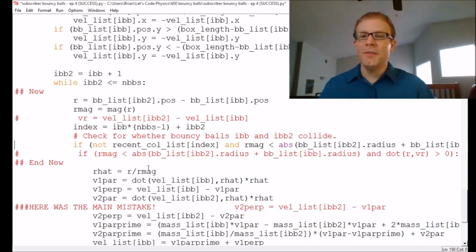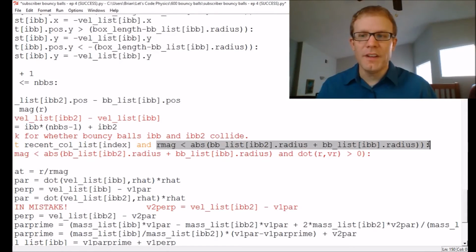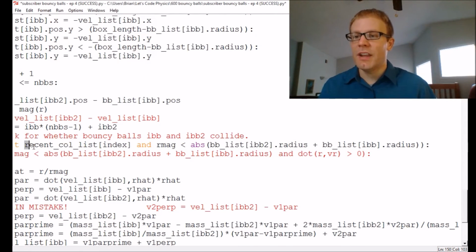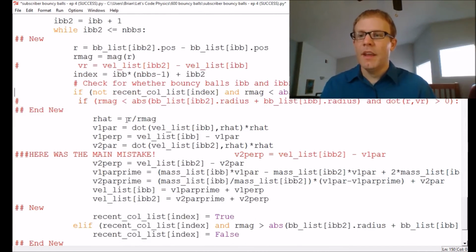But what it's doing now, in addition to checking whether the bouncy balls are within their radii of each other, it's also now checking whether there was a recent collision. So it's now only going to enact the collision code if there was not a recent collision. And so now what it does, here's the same calculation we had before.